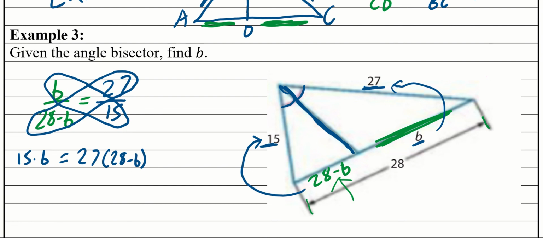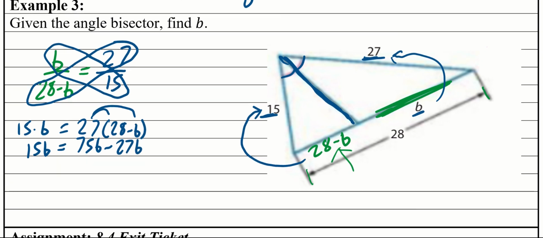So now I can go and simplify. I have 15 times B, or in other words, 15B, and then over here I have 27, and I need to distribute that to both terms. So 27 times 28, I can just type that into my calculator. It's going to give me 756, and then minus 27 times B, so that's minus 27B. Okay, and I understand the 6 and B look very similar, so I'll try to make one more distinct than the other.